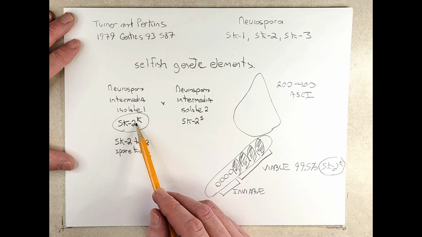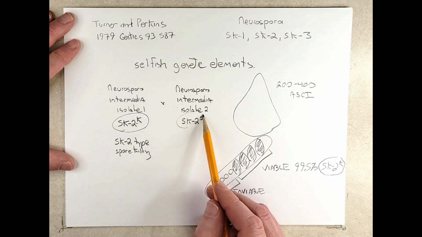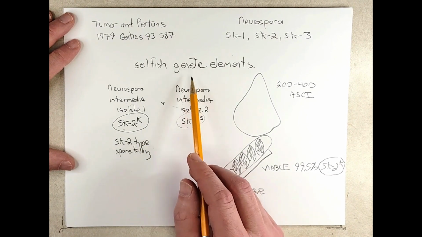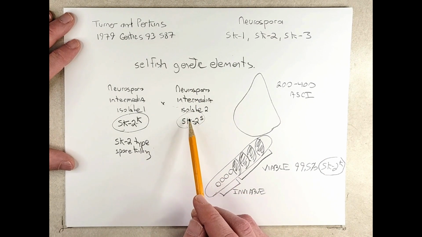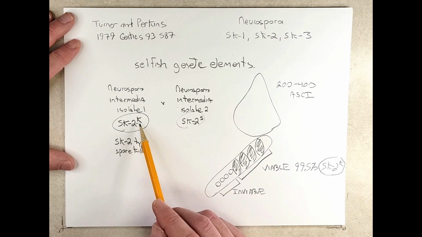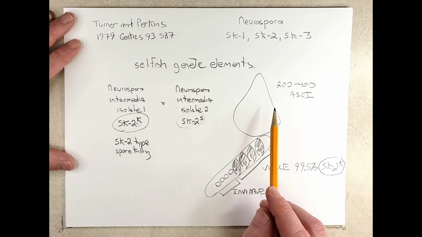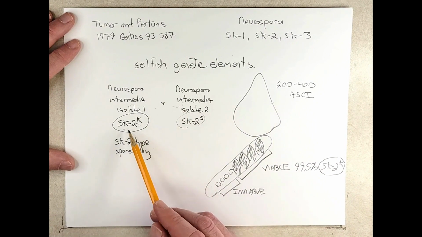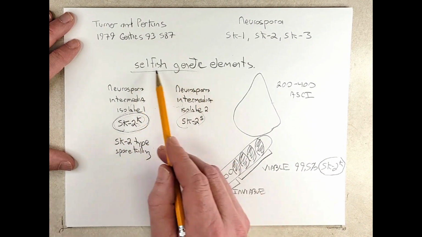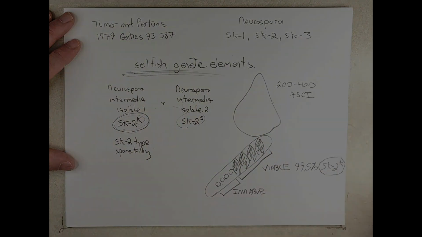If you remember from your introductory genetics courses, Gregor Mendel would say, well, half of the offspring should inherit these genes, and half of them should inherit these genes. But the Neurospora spore killers, the way they work, they eliminate nearly all of the offspring that do not inherit the genes for spore killing, right? So 100% of the offspring coming out of this cross right here inherit these genes. And that's why we call these selfish genetic elements.